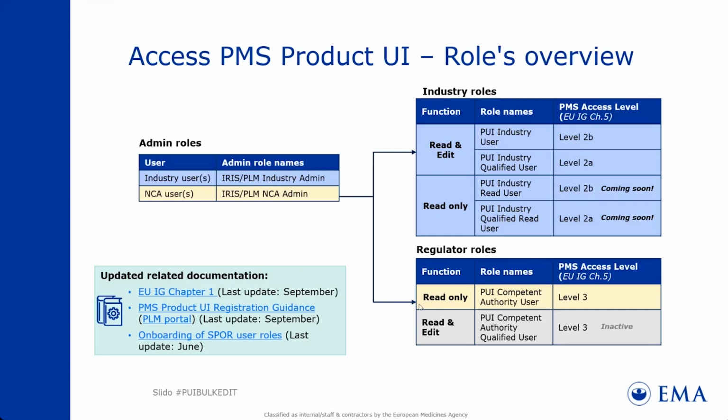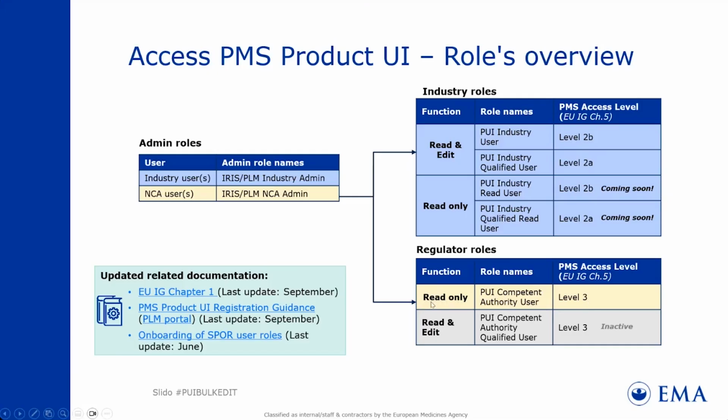For regulators instead, we have the read-only functionality, which is the POI Competent Authority User role, which is the current role that we have released since the go-live in 24. Level 3, which is the maximum level of accessibility of data for an authority, same level as the agency.